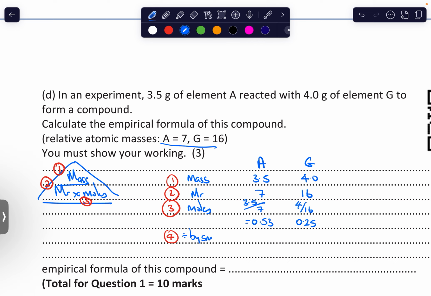And then the final step is we need to get the ratio, and to do that we divide by the smallest number. So the smallest number is 0.25, so I do 0.53 divided by 0.25, that is 2, and 0.25 divided by itself is 1. So this means my formula is A2 and then G, I don't need to write the 1 down. So that's my empirical formula.